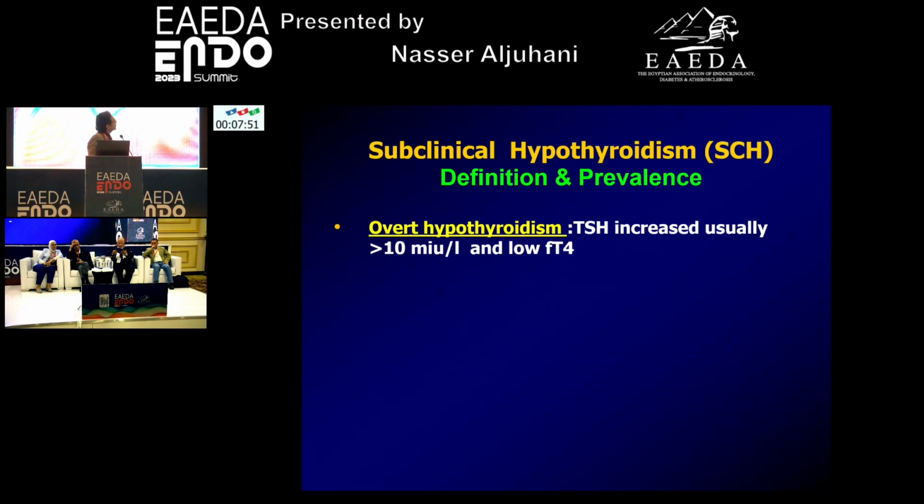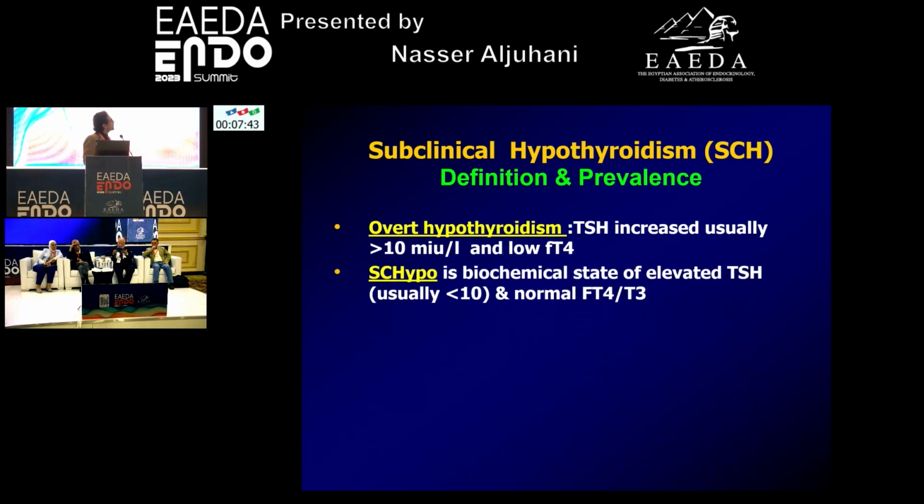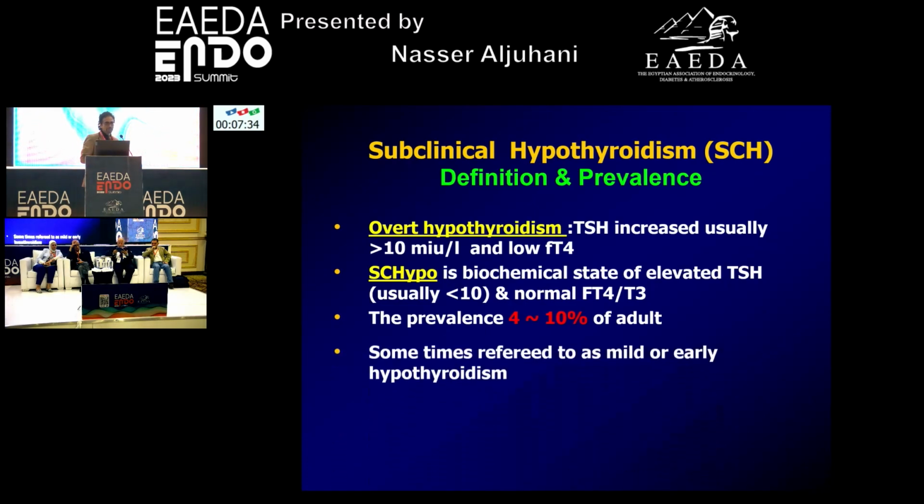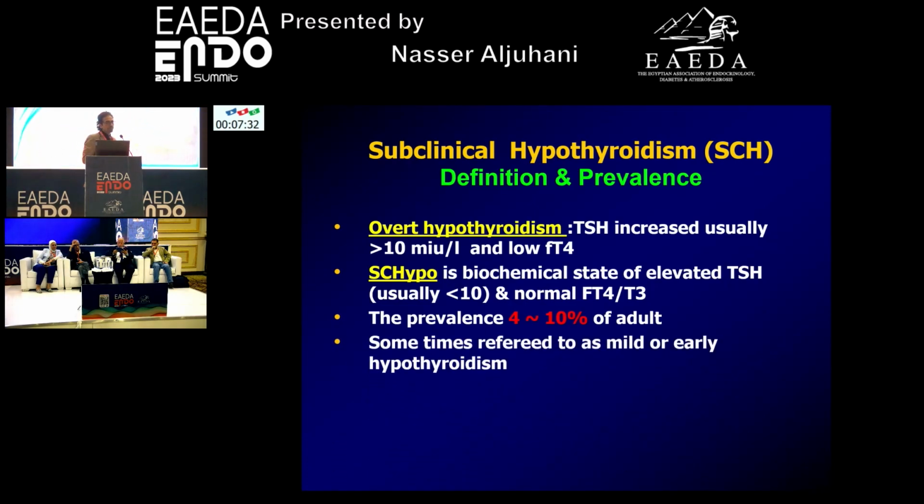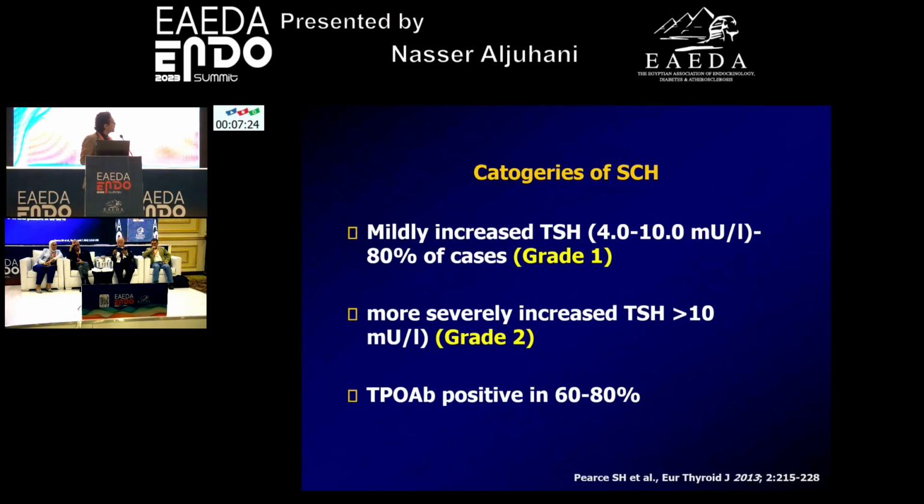So this is the definition again of subclinical hypothyroidism. Overt hypothyroidism is usually TSH more than 10 and low free T4. Subclinical hypothyroidism is TSH usually less than 10 and normal free T4 and T3. Prevalence is from 4 to 10%. Sometimes it is referred to as mild or early hypothyroidism. Prevalence increases with age, of course, they are more in the elderly.